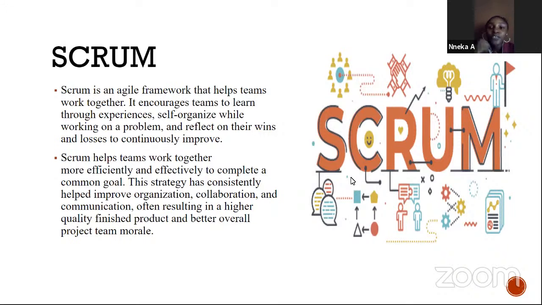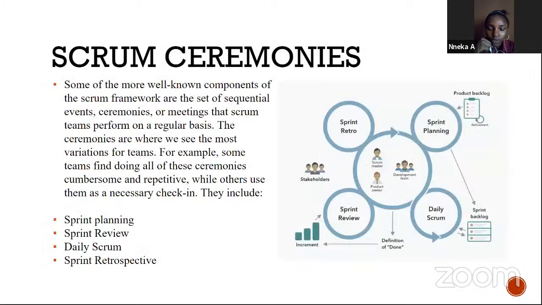Sorry. I said Scrum Ceremonies, and Scrum is an agile framework that helps teams work together. It makes working together easy for teams when they adopt the Scrum framework, and it encourages teams to learn through experiences and self-organize while working on a problem. So that's just like the advantages of using Scrum. It enables everybody to learn through their experiences, to communicate and work together, and they can also reflect on their wins or whatever they did in the past.